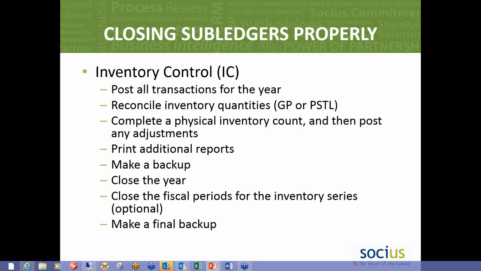So a complete checklist for inventory control is to post all the transactions for the year, and obviously that's very important. The next step is to reconcile inventory quantities, and there is a reconcile functionality inside of GP under Utilities. You can go to Utilities and Purchasing, and there is a Reconcile Inventory Quantities option. When you run that process in GP, that tool will reconcile all items in inventory.